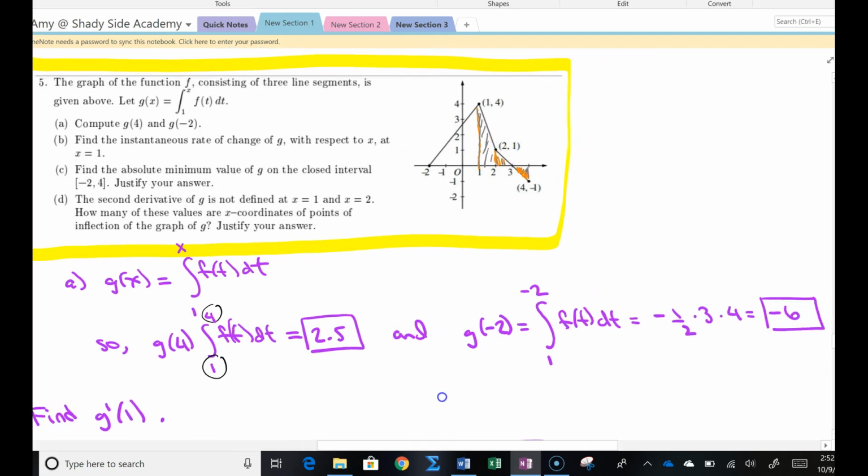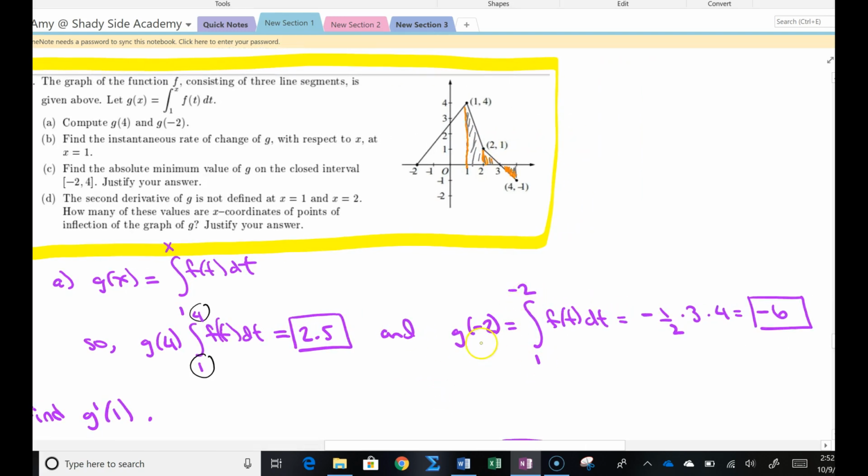The definite integral from 1 to negative 2 for g of negative 2, that's going to require you to go from x equals 1 to x equals negative 2. You know this value is going to be negative because you're heading left and the function's above, right?